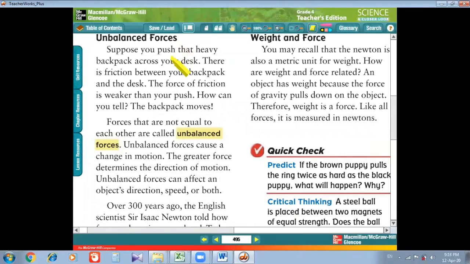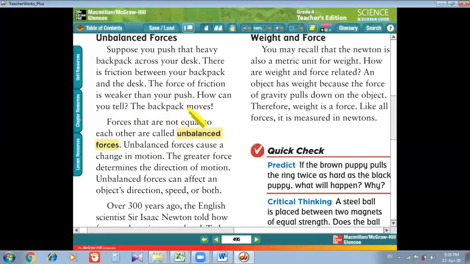Unbalanced forces. Suppose you push that heavy backpack across the desk. If you pull the backpack across your desk, what will happen? The backpack and the desk are in contact with each other. Two objects rub each other, so there will be a force of friction between them. Friction we have discussed earlier. The force of friction is weaker than your push. How can you tell? The backpack moves.